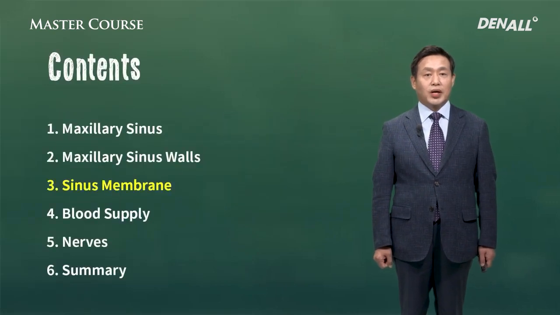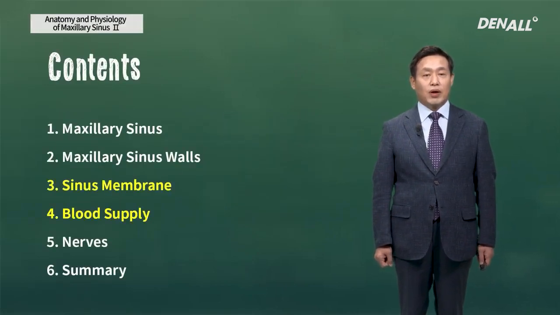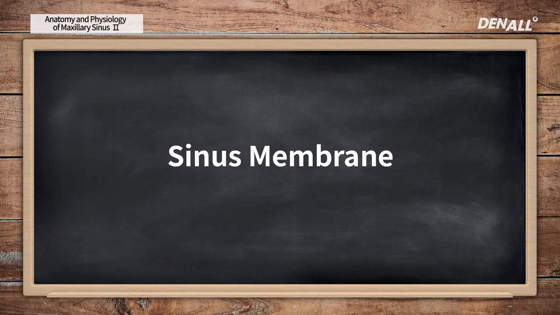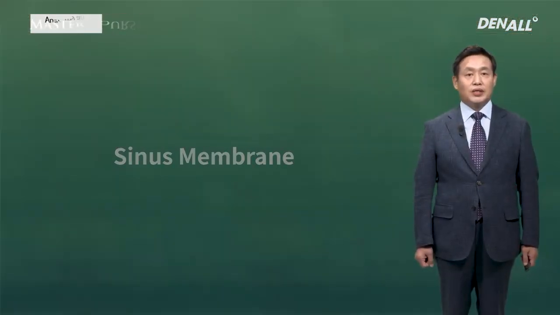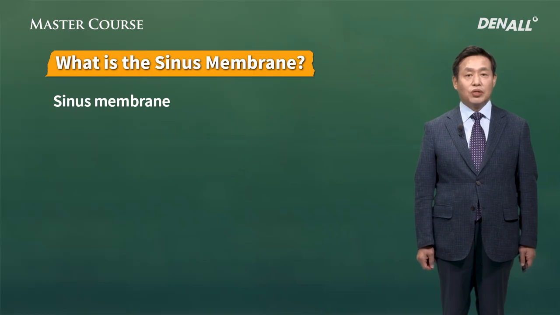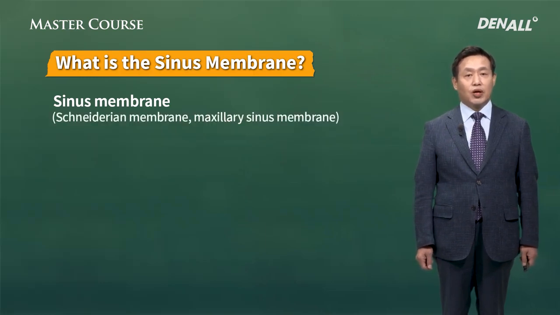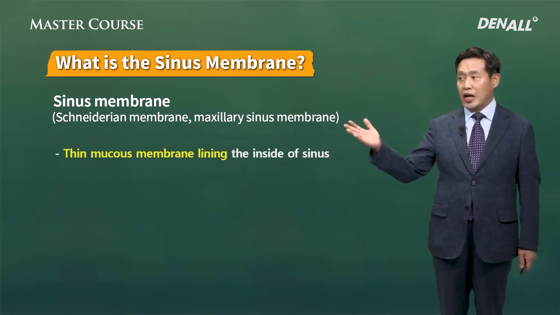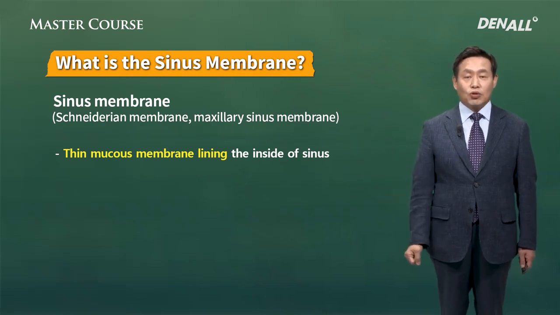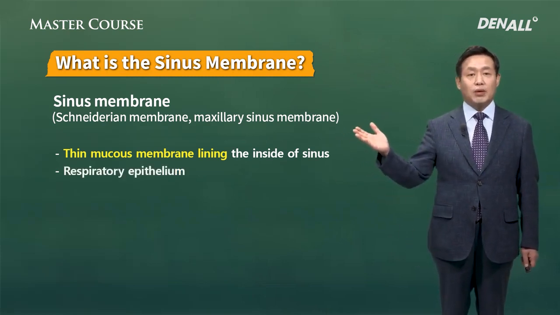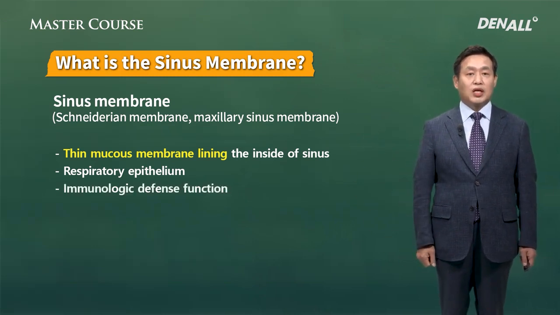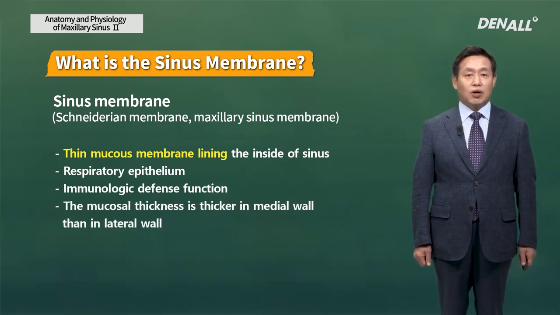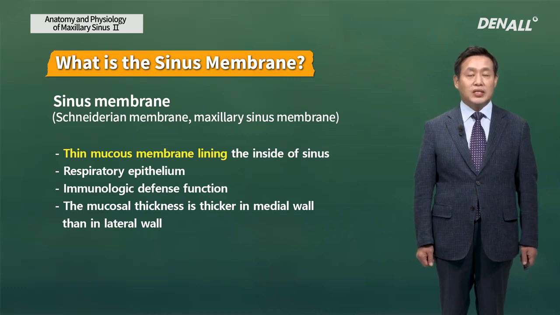Today, I'm going to talk about primarily sinus membrane, blood supply, and nerves. Sinus membrane, as you know, is called Schneiderian membrane, maxillary sinus membrane. In general, it is the thin mucous membrane lining the inside of sinus. Basically, it is a respiratory epithelium with immunologic defense function, and the mucosal thickness of the sinus is thicker in the medial wall than in the lateral wall.